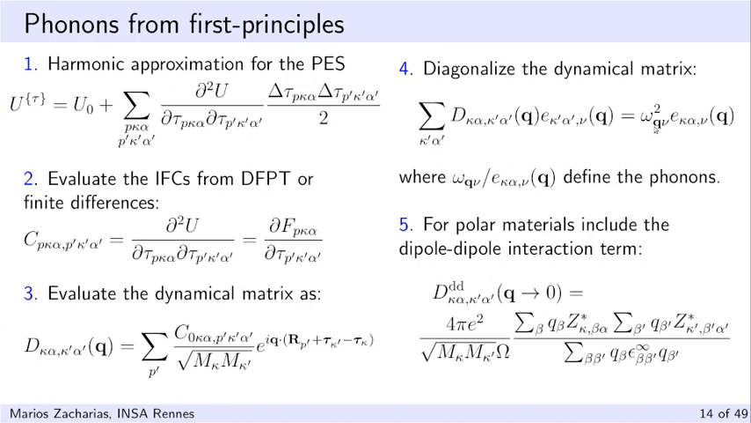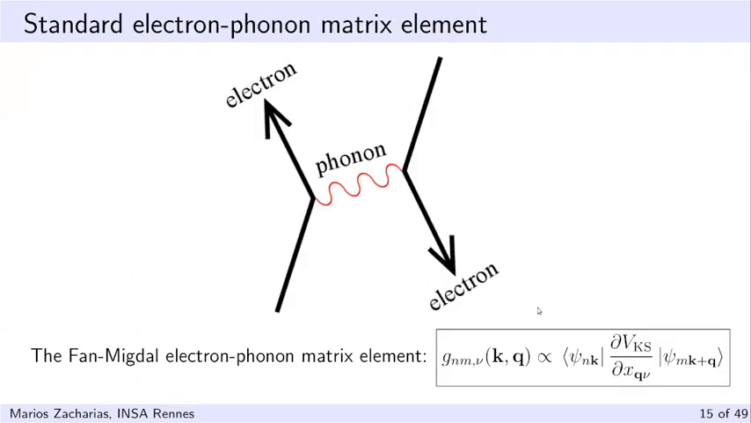For polar materials where the atoms have a different electronegativity, for example, we have to include a long-range effect coming from the dipole-dipole interaction, and this is the expression that can be included analytically as we are approaching the gamma point. So the electron-phonon matrix element depends on the phonons, but also depends on the electronic states, obviously. So the electron-phonon matrix elements will depend on the linear order variations of the potential energy surface with respect to a particular phonon mode, which couples the electronic state at k and k plus q.